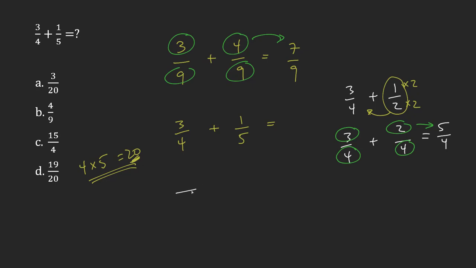So I'm going to change this to being over 20 and over 20. But I have to think about, how did I get there? It was 4 times 5 on the bottom, so I have to do 3 times 5 on the top. 3 times 5 gives me 15. How did I get to 20 from 5? 5 times 4 gives me 20, so it's got to be 1 times 4. And so that gives me 4. So 15/20 plus 4/20 gives me, remember you can just add the tops when the bottoms are the same, 19/20. And so my answer is D.